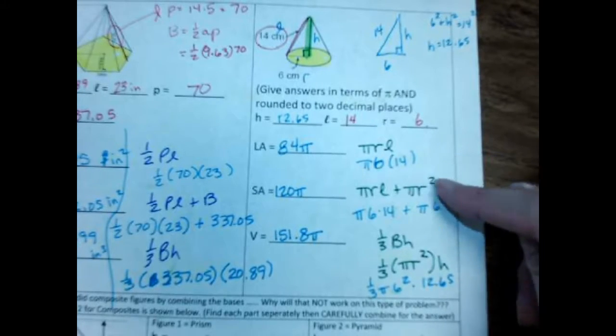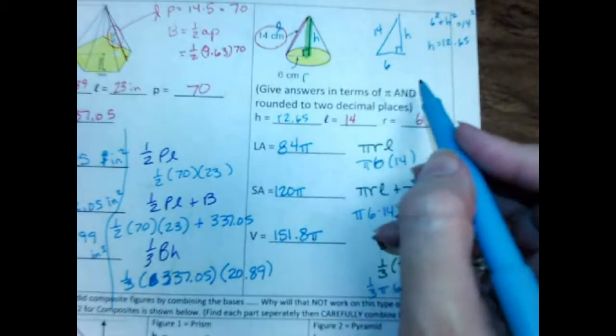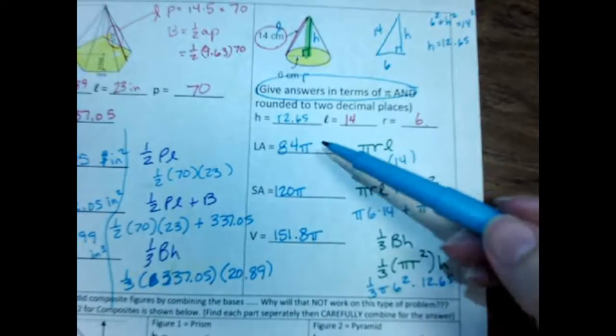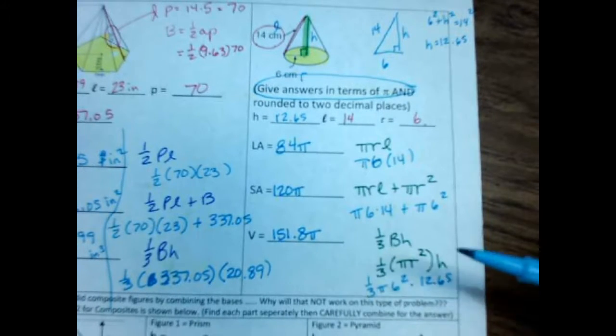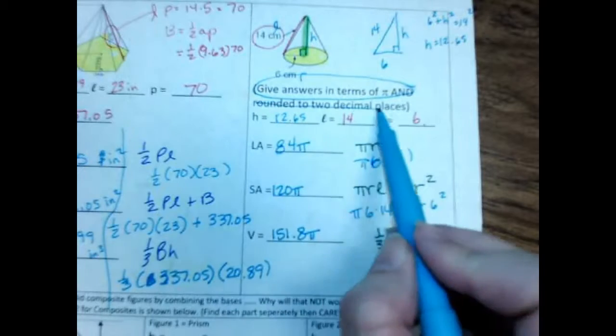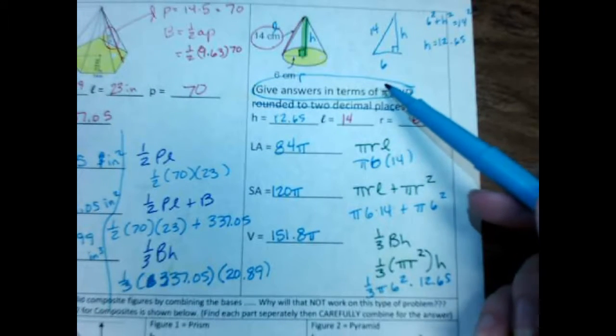I plugged in all these values from up here in the blanks in the right places, and then I left these answers in terms of pi. So you see pi in my answer. I did not push the pi key. I did not type in 3.14. I'm not going to do this part on here, but sometimes it asks you to go ahead and plug in 3.14. Sometimes it asks you to leave it in terms of pi. We just left these in terms of pi.